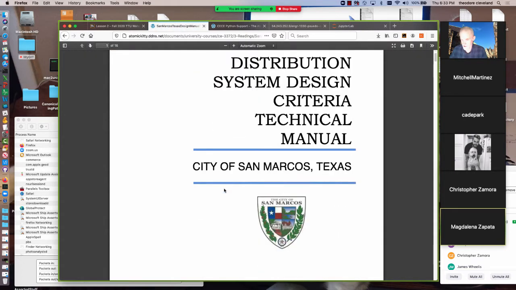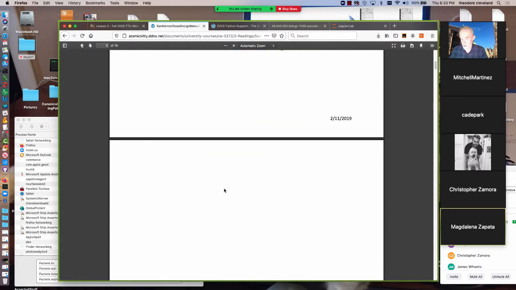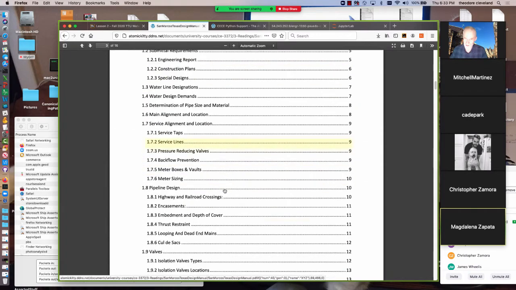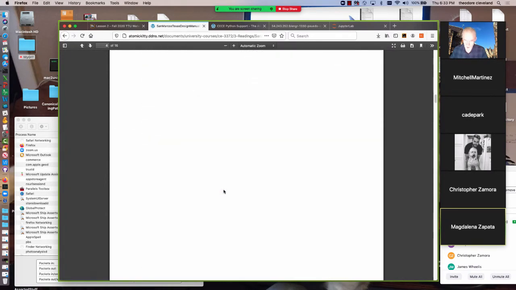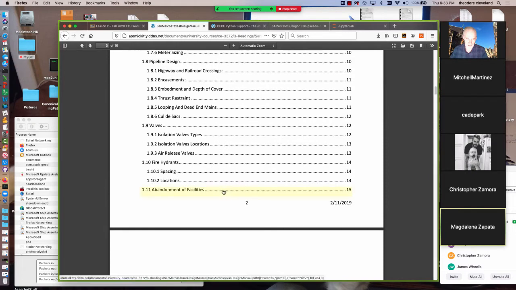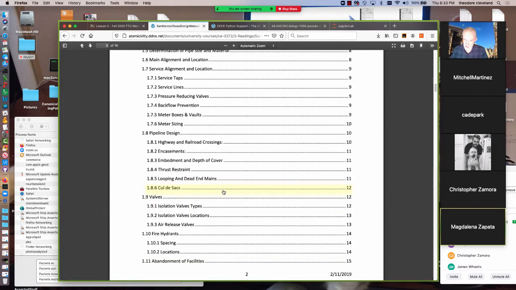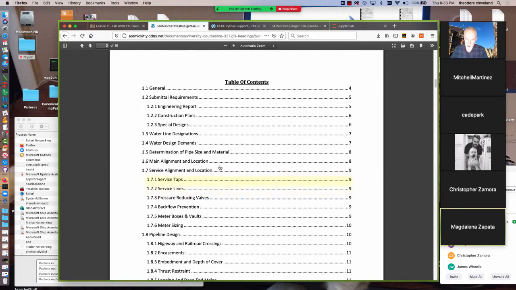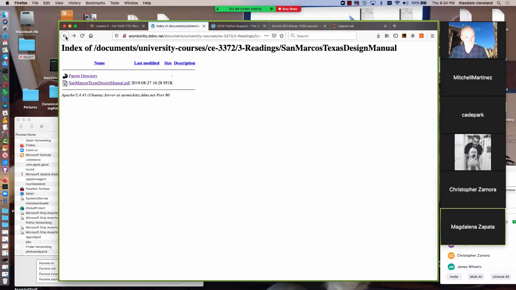16 pages. 15 if you take that page away. 14 when you take the blank page away. 13 when you get rid of the table of contents. So this one's quite a bit more compact. That reflects both the different size of the two communities as well as the actual scope of the manual, because the Houston one is for all infrastructure, and this is specifically for waterline design. I think we'll come back and visit this in a little bit.